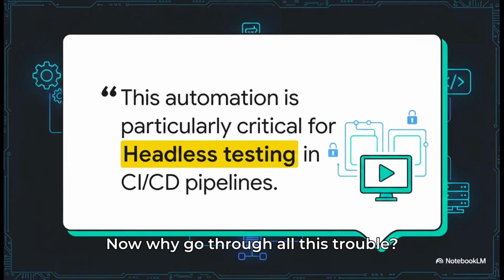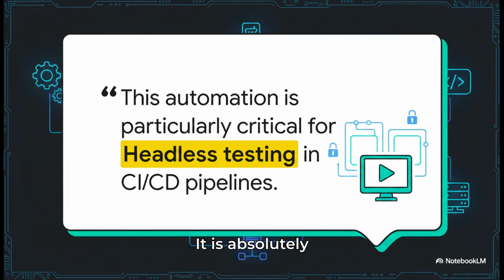Now, why go through all this trouble? Well, this automation isn't just about saving you a few mouse clicks on your laptop. It is absolutely critical for headless testing in CI/CD pipelines. When your tests are running automatically out on a GitHub Actions runner or a Jenkins server, there's obviously no human sitting there to manually fetch and paste a token. Your Postman collections have to be fully self-sufficient.